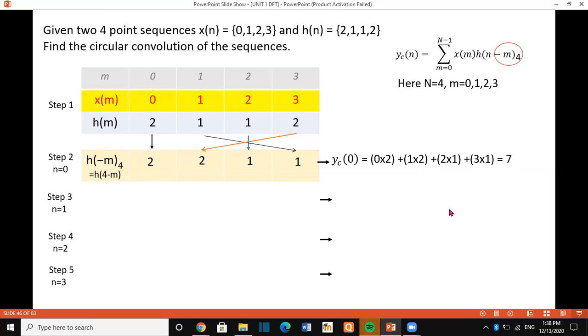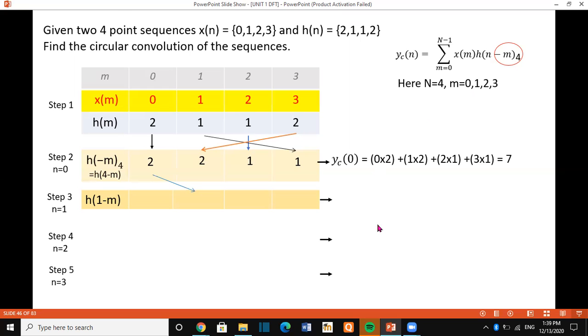Again, now we'll find yc for the 1 value. So we'll find yc of 1. yc of 1 is equal to the summation over m equal to 0 to n minus 1 of x of m into h of n minus m. What is n over here now? n is equal to 1 now. Since we have already found out for 0, we have to find out for 1 now. So this will become h of 1 minus m modulo 4.